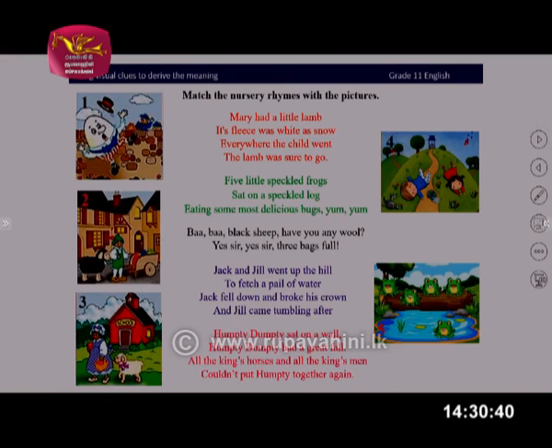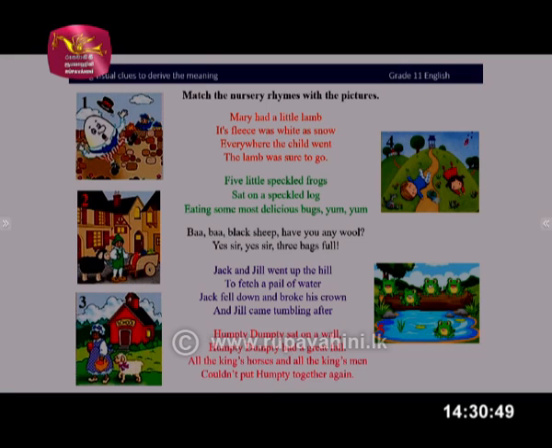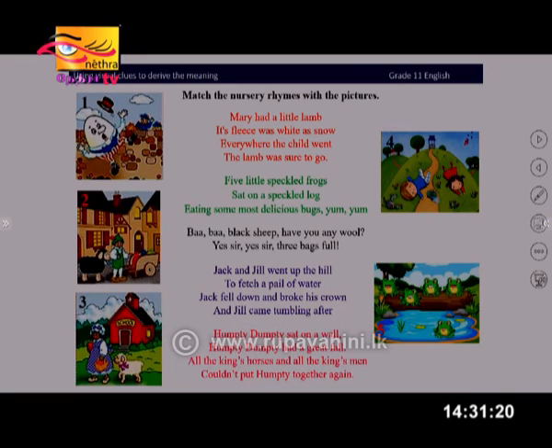To begin my lesson, I am going to show you some pictures with rhymes. Look at this slide. Observe the pictures carefully. I know you all love rhymes. Rhymes are very interesting. What is your favorite rhyme? Is it Humpty Dumpty or Baba Black Sheep? No matter, today we are not going to recite a rhyme. Today I want you to match these rhymes with the pictures. Now let's match the pictures with the rhymes.